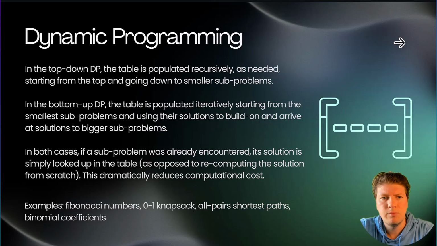So in the top-down DP, the table is populated recursively, starting from the top and going down to smaller subproblems. In bottom-up DP, the table is populated iteratively, starting from the smallest subproblems and then building on and arriving at solutions to bigger subproblems. In both cases, if a subproblem was already encountered, its solution is simply looked up in the table as opposed to recomputing the solution from scratch, and this dramatically reduces computational cost. Some examples include Fibonacci numbers, 0-1 knapsack, all pairs shortest paths, and binomial coefficients.